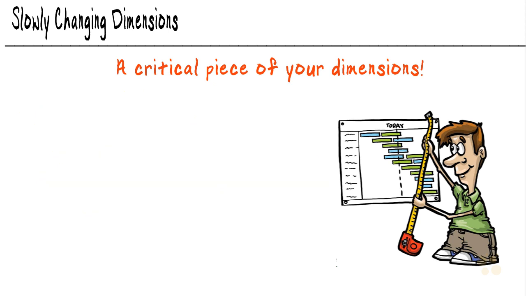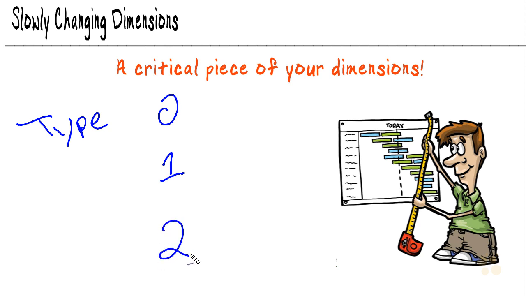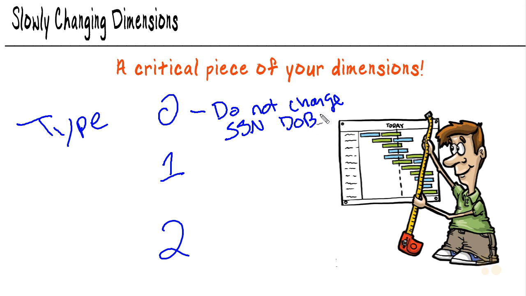So in order to prepare for slowly changing dimensions when we're designing our dimension table, we have to put slowly changing dimensions into one of three types: type 0, type 1, and type 2. Type 0 slowly changing dimensions do not change. What do I mean by that? We will never update these fields. This is something like a social security number or a date of birth. So when we're running our ETL processes at night, these fields should never have to be looked at for slowly changing dimensions. They will never be changed.